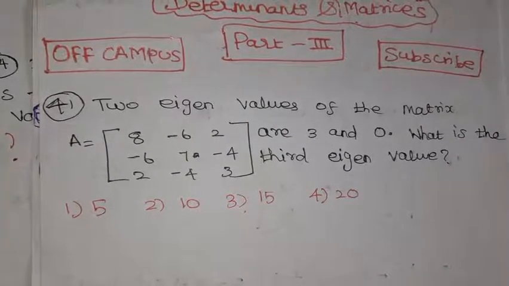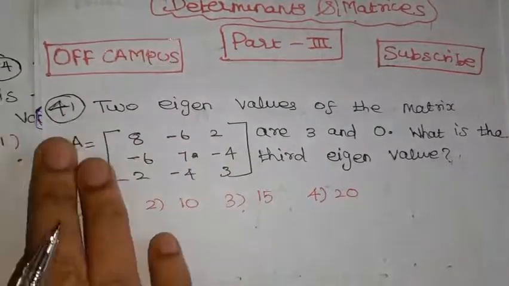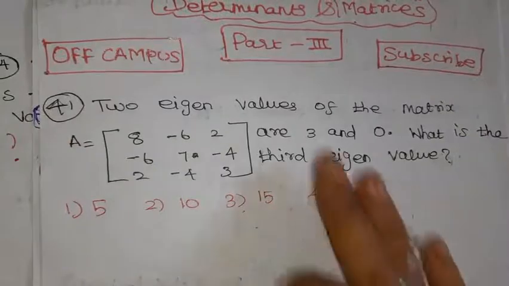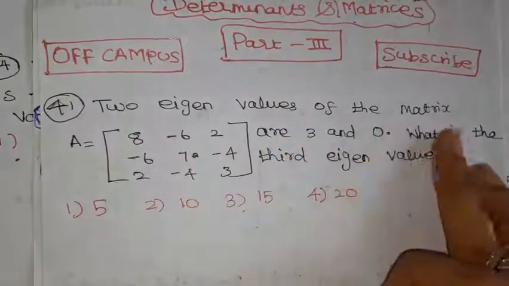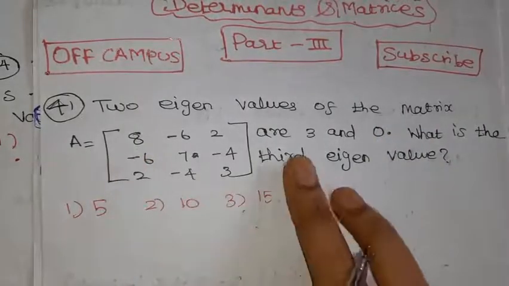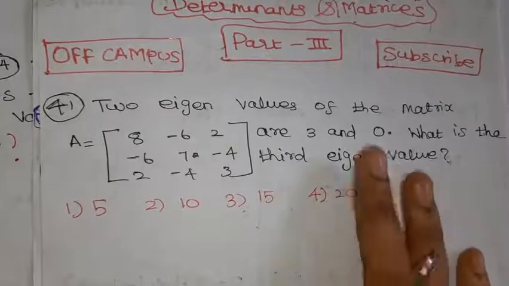Okay, we will start lecture 41. In this video we are going to see problem number 41 to 60 in part 3. So what is given? Two eigenvalues of the matrix are given, 3 and 0. What is the third eigenvalue? We need to find out the third eigenvalue.